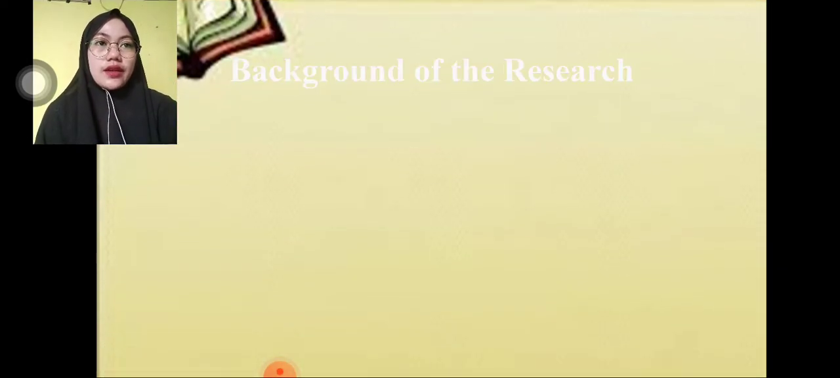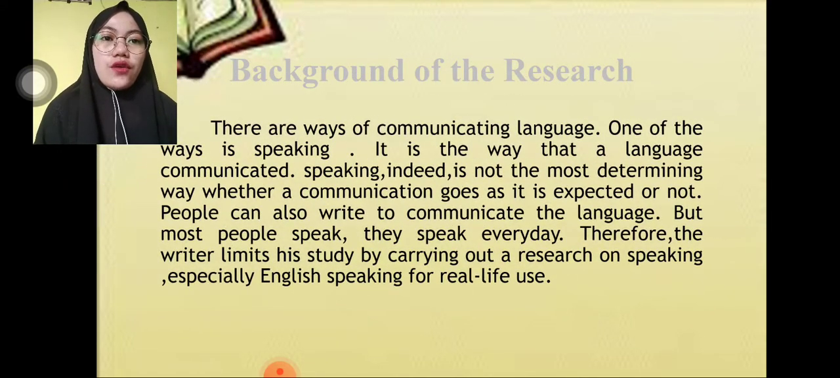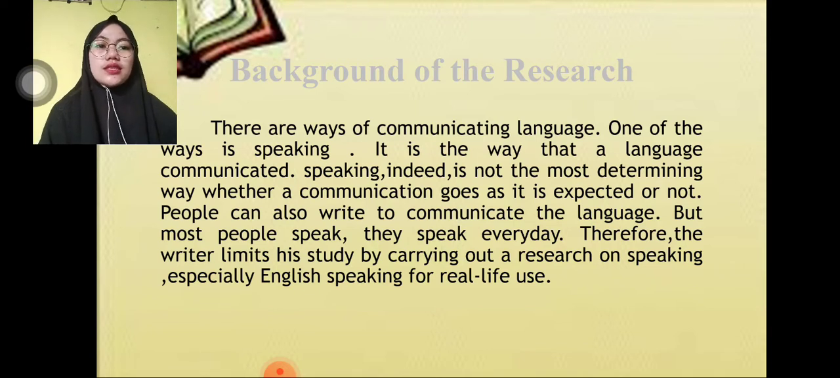In this proposal, there is a background. There are ways of communicating language. One of the ways is speaking. It is the way that a language communicates. Speaking indeed is not the most determining way whether a communication goes as expected or not. People can also write to communicate the language, but most people speak. They speak every day. Therefore, the writer limits his study by carrying out research on speaking, especially English speaking for real-life use.